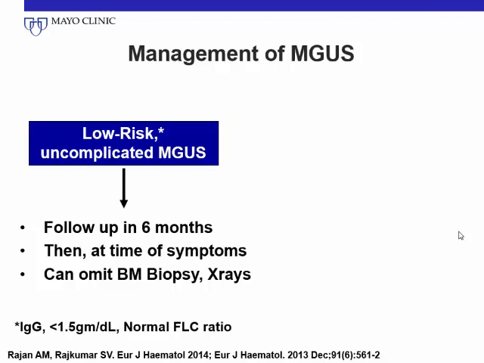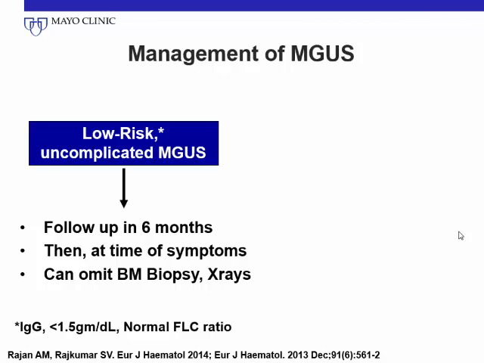You don't need a bone survey on these patients. They almost never have bone lesions. And the Italians also did a bone survey on all of them and found virtually no use to those tests. If you have a doubt, of course, if you have a small MGUS but the patient has back pain or some other symptom, by all means go for a bone marrow and bone survey. But if it's low risk, uncomplicated, omit the bone marrow, omit the bone survey.